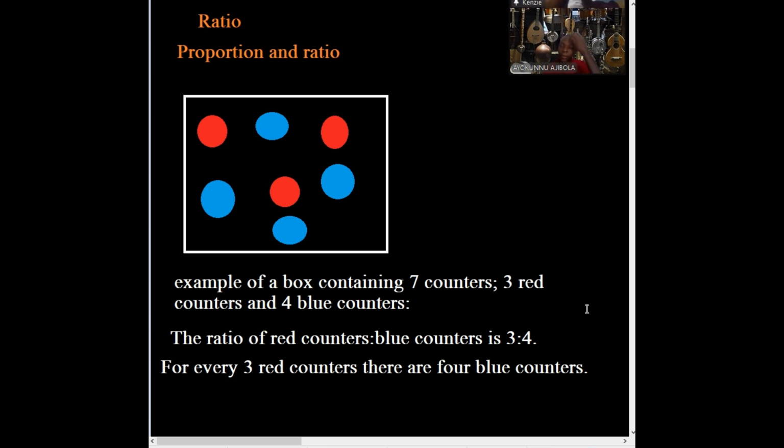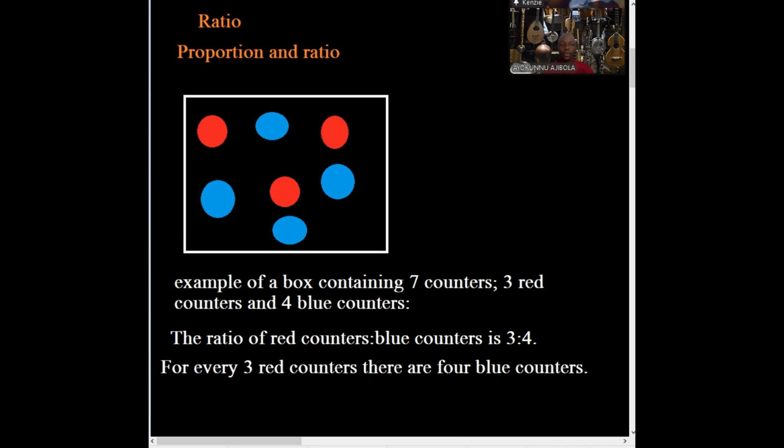So that means if the red counters become 6, then the blue counters must become 8, because for every 3, there is a 4. So for the first 3, a 4. For the next 3, another 4. So now we can talk about proportion.